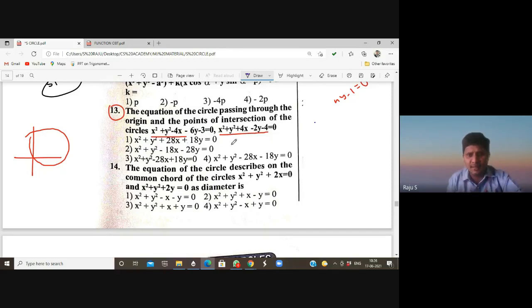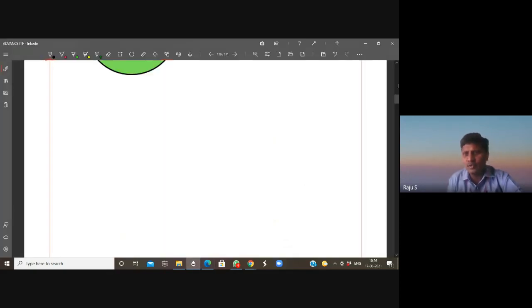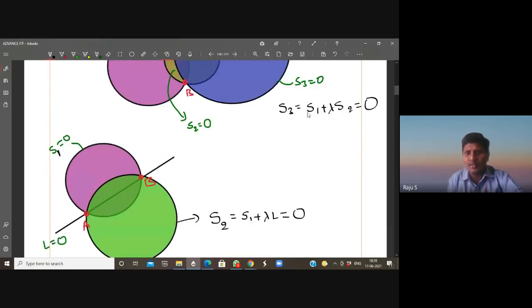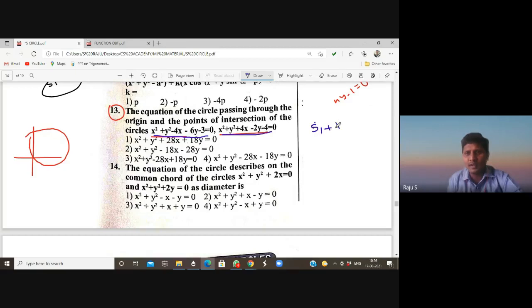Here it is easy, because the first circle you can take as S1 and the second circle as S2. They have clearly given that the two circles are intersecting. When two circles S1, S2 are intersecting, what is the equation? We can write S1 plus lambda S2 is equal to 0. Here also, same: x square plus y square minus 4x minus 6y minus 3, plus lambda times the second circle, equating to 0.